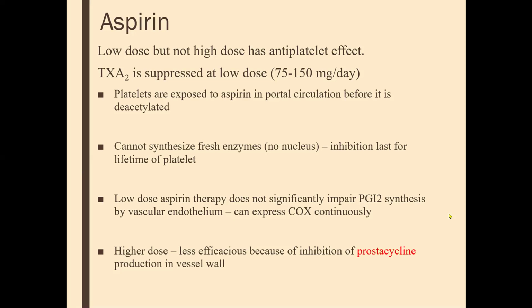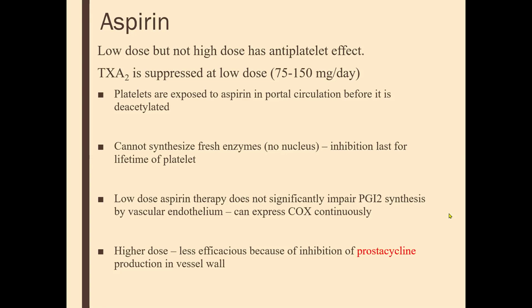So thromboxane synthesis should be inhibited in platelets, whereas prostacyclin synthesis should not be inhibited, because prostacyclin actually has anti-aggregatory property, right? So if you give the drug in a higher dose, prostacyclin synthesis will also be inhibited, and that prostacyclin is basically anti-aggregatory. It will decrease the effect of the aspirin-induced antiplatelet effect.